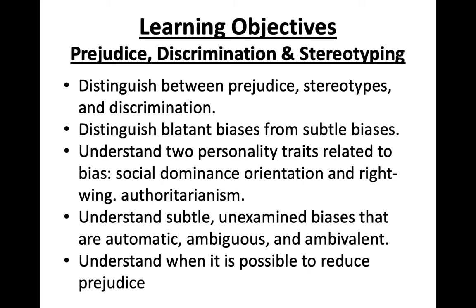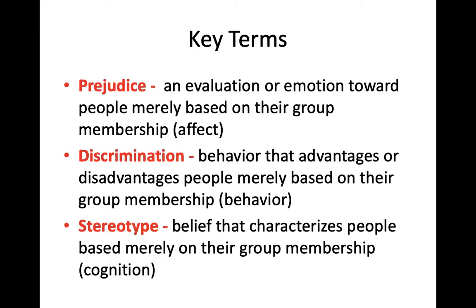So, after hearing this lecture, you should be able to know the definitions and therefore be able to distinguish between prejudice, stereotypes, and discrimination; be able to distinguish the difference between overt and blatant biases versus subtle bias; understand two personality traits related to bias, which are social dominance orientation and right-wing authoritarianism; understand that subtle unexamined biases are automatic, ambiguous, and ambivalent and what those things mean; and then understand when it's possible to reduce prejudice.